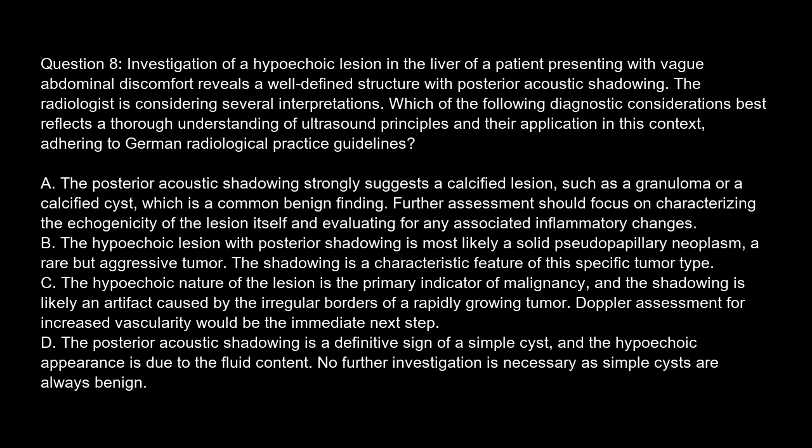Option C. Hypoechoic nature of the lesion is the primary indicator of malignancy, and the shadowing is likely an artifact caused by the irregular borders of a rapidly growing tumor. Doppler assessment for increased vascularity would be the immediate next step. Option D. The posterior acoustic shadowing is a definitive sign of a simple cyst, and the hypoechoic appearance is due to the fluid content. No further investigation is necessary, as simple cysts are always benign.